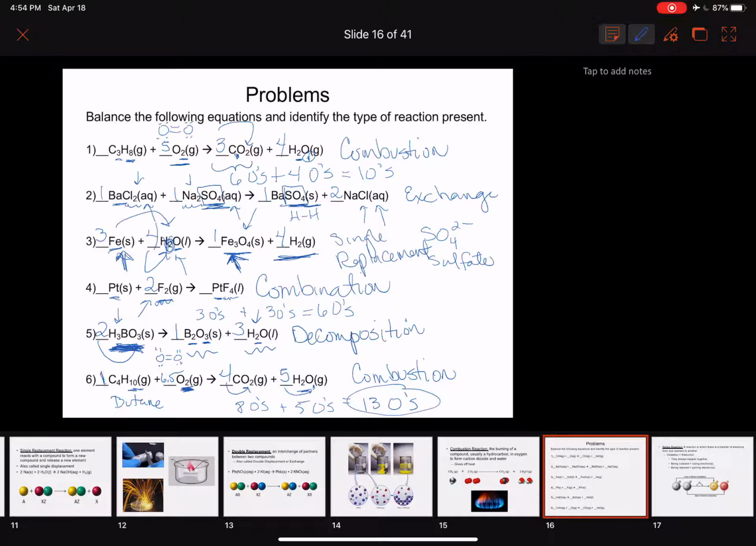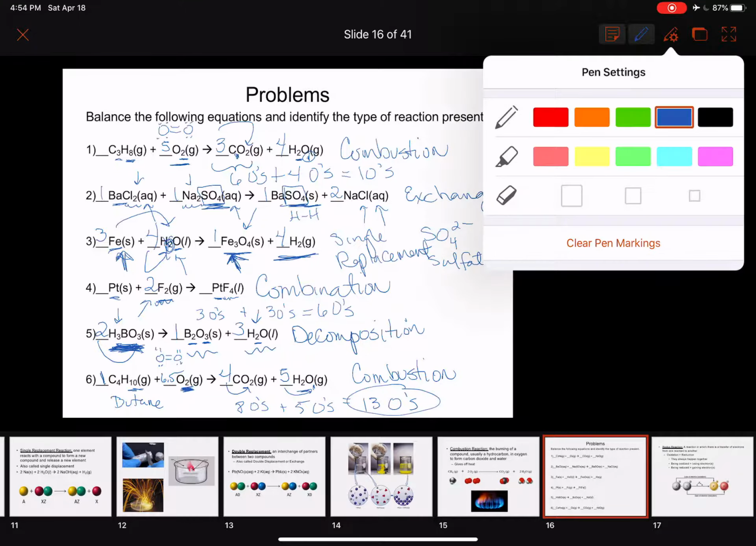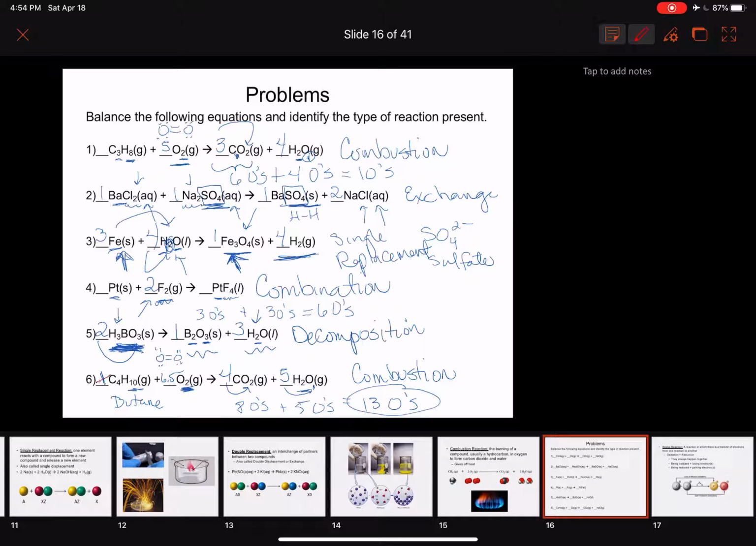So we double our coefficients. So 1 times 2 is 2, and 6.5 times 2 is 13. And 4 times 2 is 8. And 5 times 2 is 10. And you're balanced there.